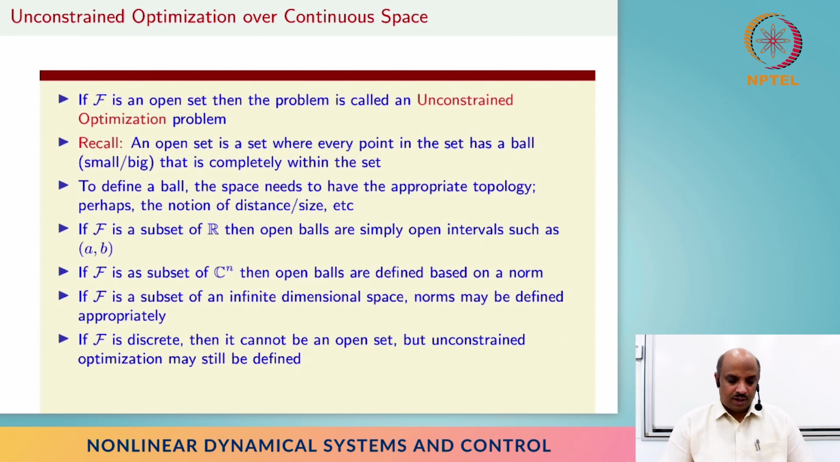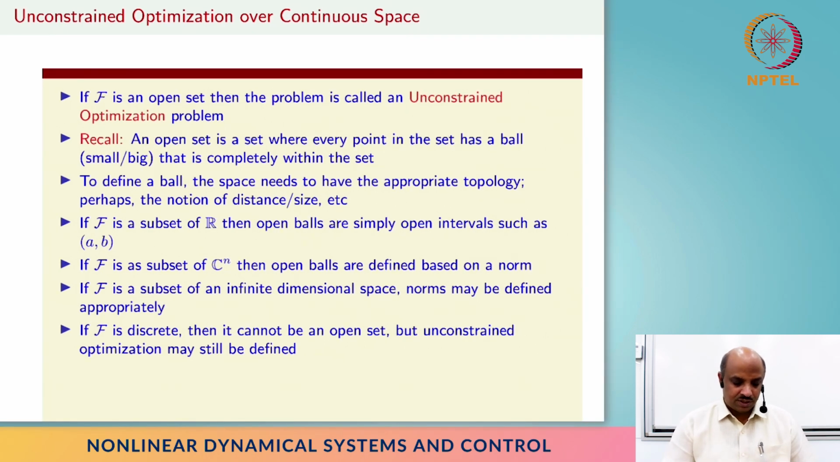If f is discrete, then it cannot be an open set. By definition of anything to do with open and closed, you will realize that if it is a bunch of discrete points, then it's in fact exactly the opposite. They're closed sets, and then unconstrained optimization does not even make sense in terms of definition.